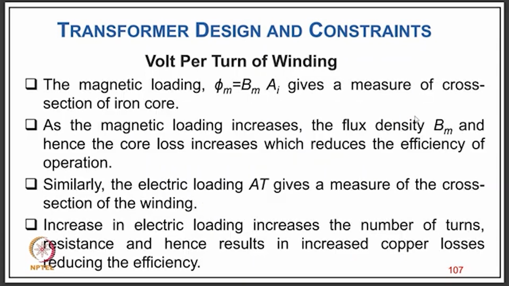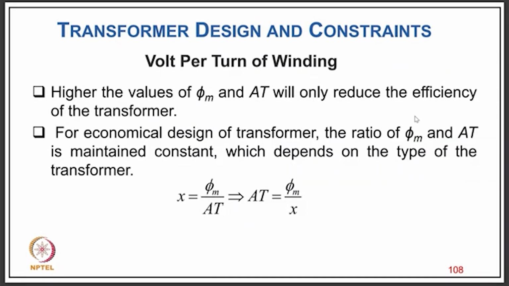Now, of course, explaining the volt per turn Et we have used in this output equation: the magnetic loading phi m, Bm into Ai, gives a measure of the cross section area of the core, and as the magnetic loading increases, the flux density and hence the core loss increases, which reduces the efficiency of operation of the transformer. Similarly, the electrical loading AT gives a measure of the cross section of the winding. So increasing the electrical loading increases the number of turns and resistance, and hence results in increased copper losses or winding losses and reduces the efficiency.